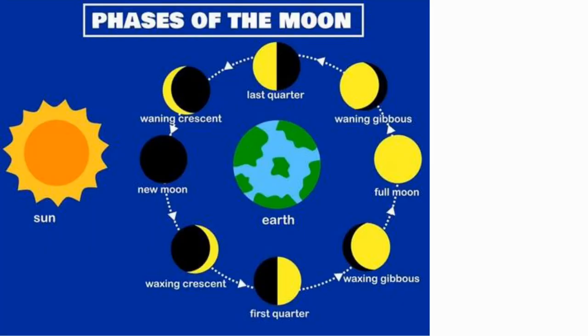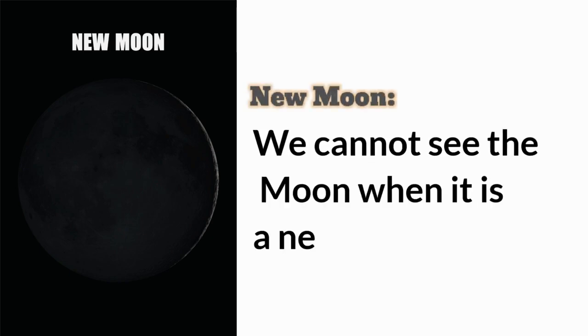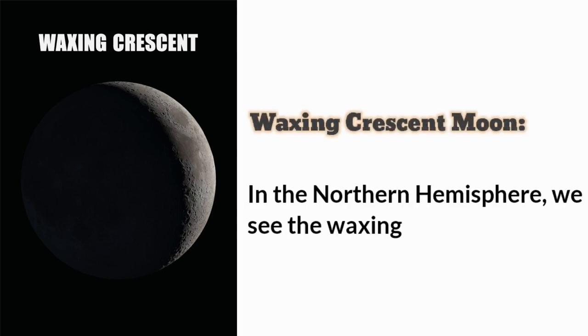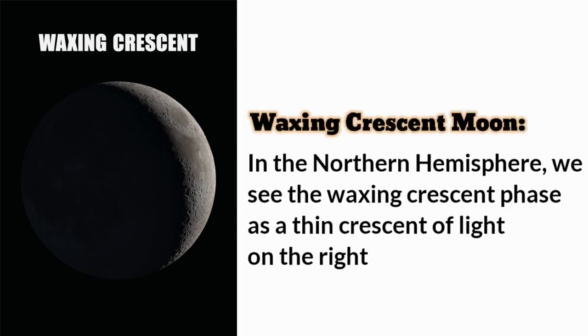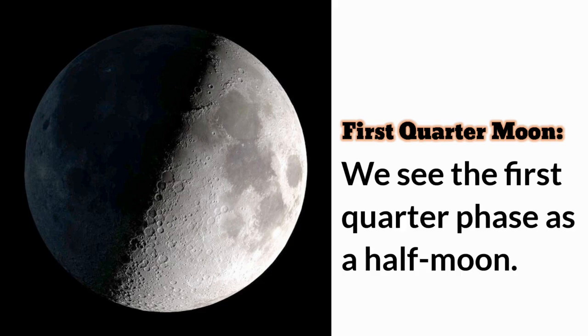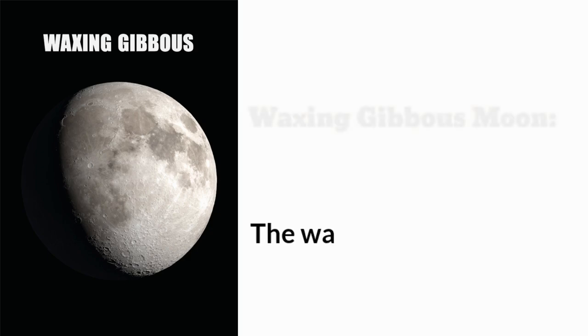8 moon phases. First, new moon. We cannot see the moon when it is a new moon. Next, waxing crescent moon. In the northern hemisphere, we see the waxing crescent moon phase as a thin crescent of light on the right side. Next, first quarter. We see the first quarter phase as a half moon.